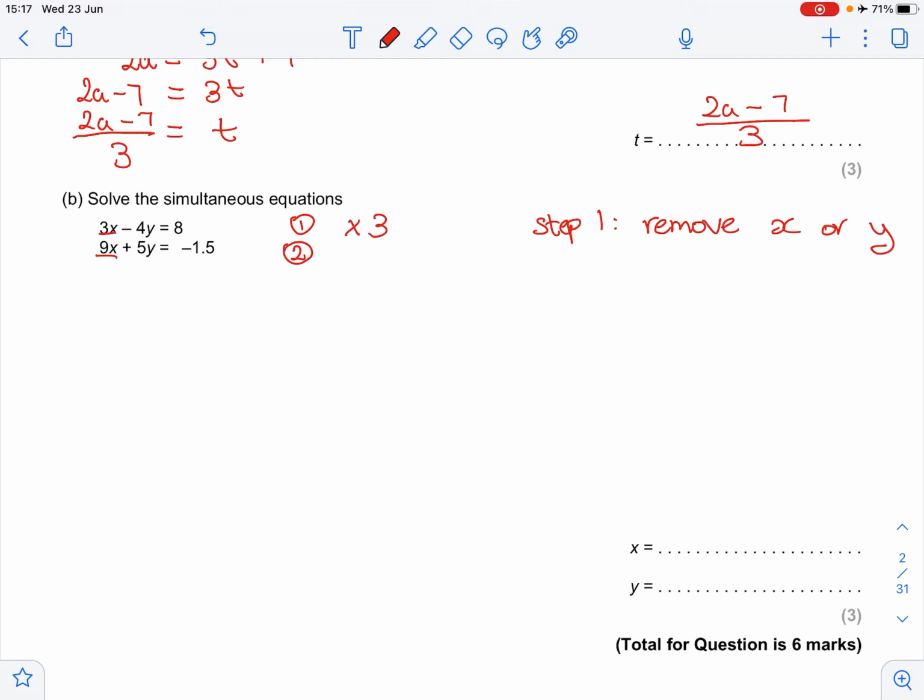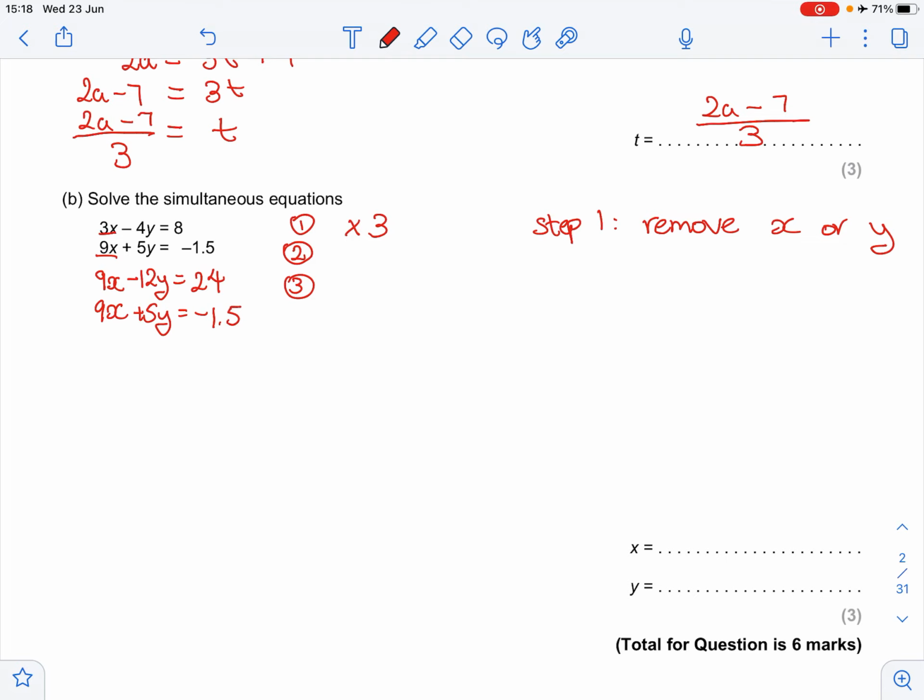When multiplying the equation, I need to multiply by every single term. So 3x multiplied by 3 becomes 9x. Minus 4y multiplied by 3 is minus 12y. And 3 times 8 is equal to 24. I'm going to call this my equation 3. So I'm just going to copy out my equation 2. So I have 9x plus 5y equals minus 1.5. Lots of you have got this step correctly.